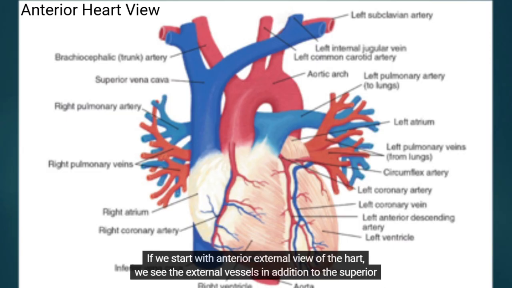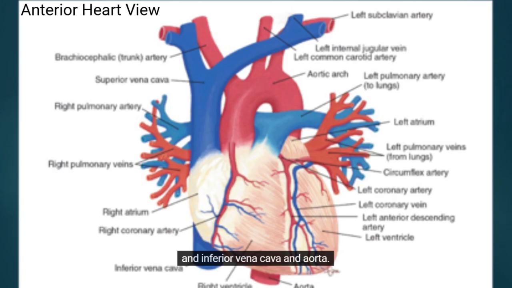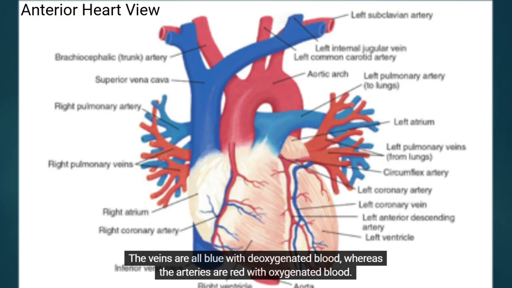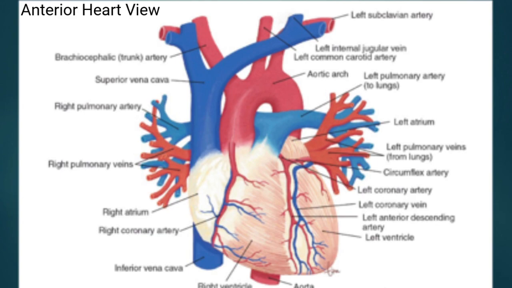If we start with the anterior external view of the heart, we see the external vessels in addition to the superior and inferior vena cava and aorta. This includes the left and right coronary veins and arteries. The veins are all blue with deoxygenated blood, whereas the arteries are red with oxygenated blood.